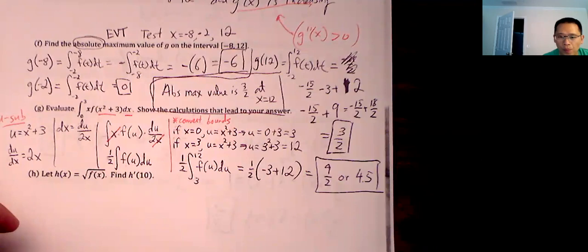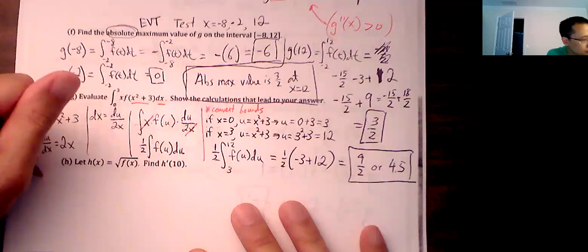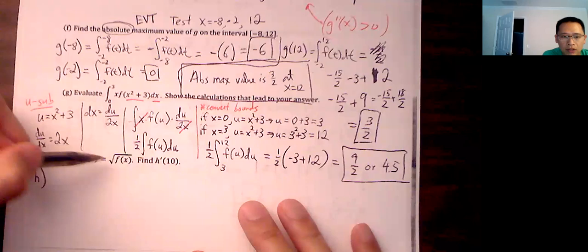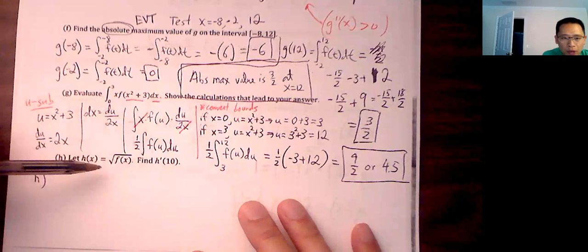Okay, part H. H of x is defined as the square root of f of x. We're going to find h prime of 10. So we first have to find h prime of x. We have to recognize this is a function within a function. There's a chain rule that's going to happen here.